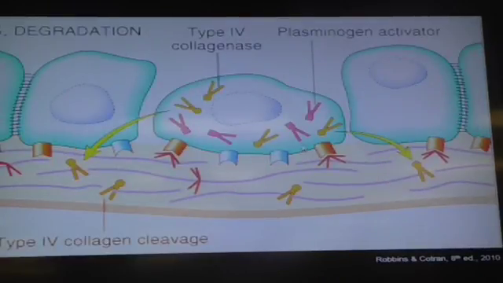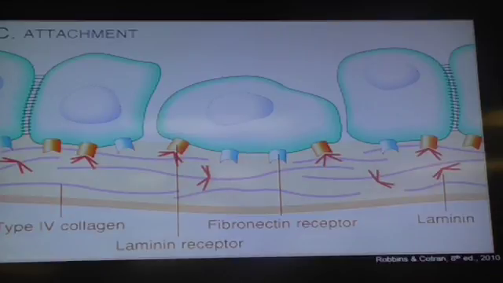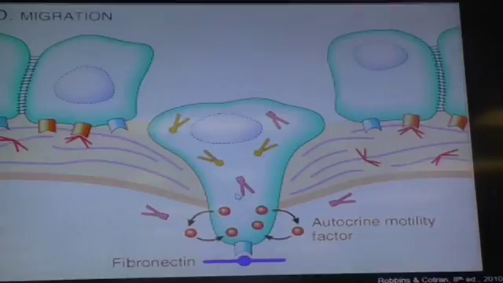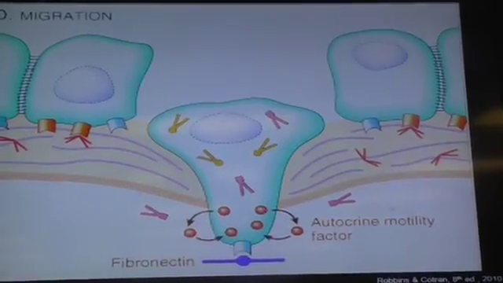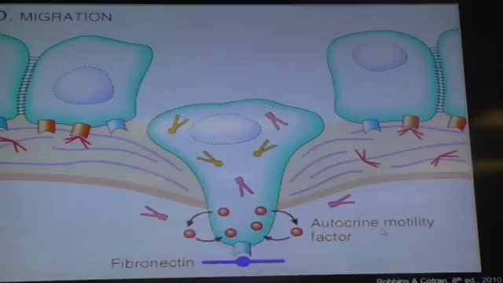And they secrete proteolytic enzymes, such as type 4 collagenase, which is one of them, that breaks down the collagen within either the basement membrane or interstitial connective tissue. Tissue plasminogen activator also breaks down collagen. And then they attach. You have receptors on the epithelial cells that attach to the fibronectin, and then they move. They'll secrete autocrine motility factor and actually crawl their way through, like a crab.